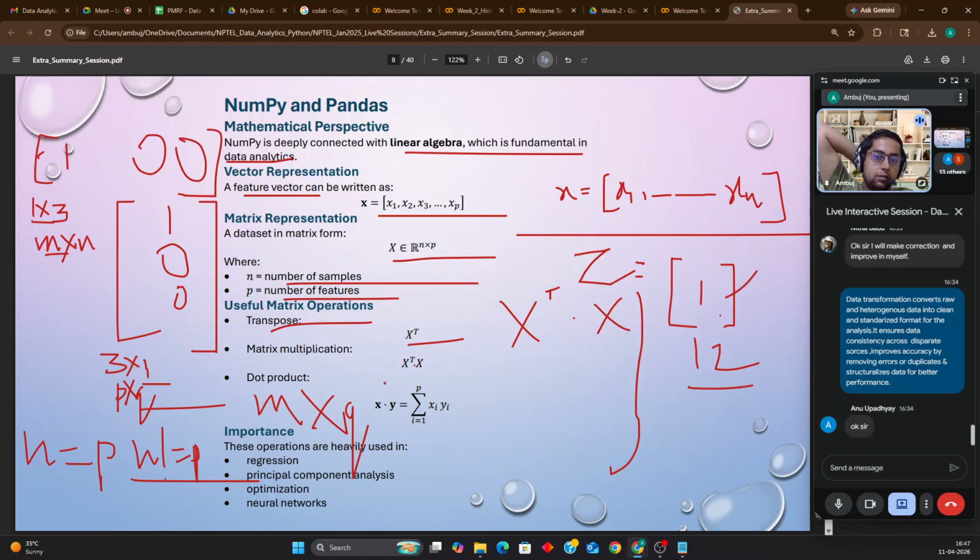Similarly, we will be performing the dot product. These operations are heavily used in regression, principal component analysis, and optimization in neural networks.